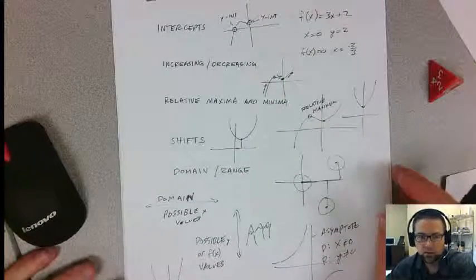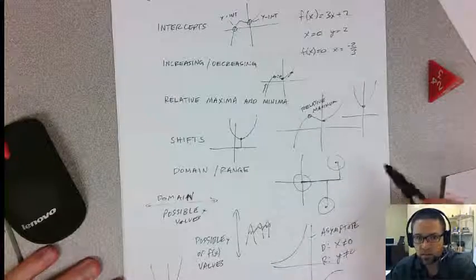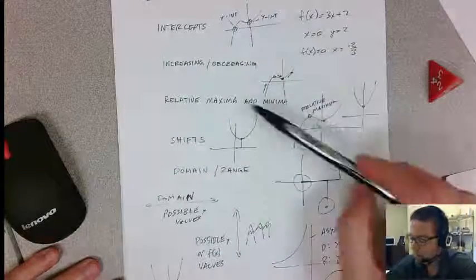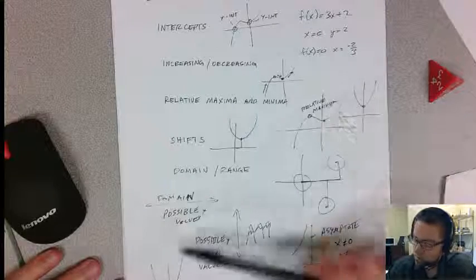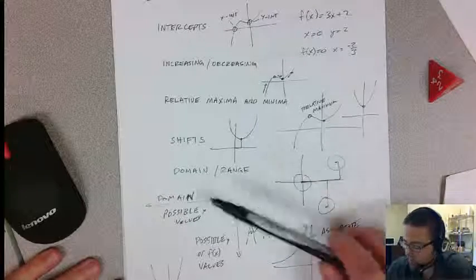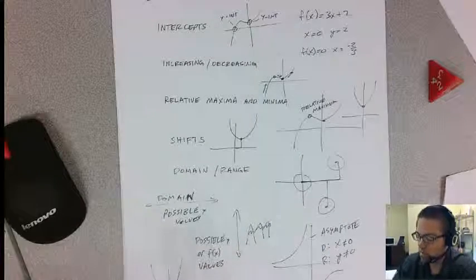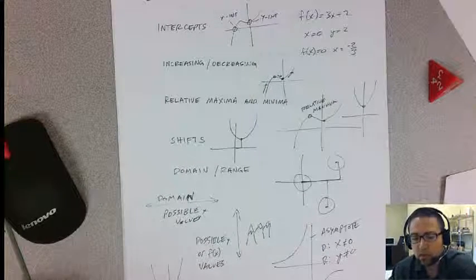So that's a few of the things that we want to notice about functions. We want to notice their intercepts. We want to notice if they're increasing or decreasing. We can notice their relative maxima or minima, how they're shifted, and what is the domain and range, those possible x values or possible y values for the function.